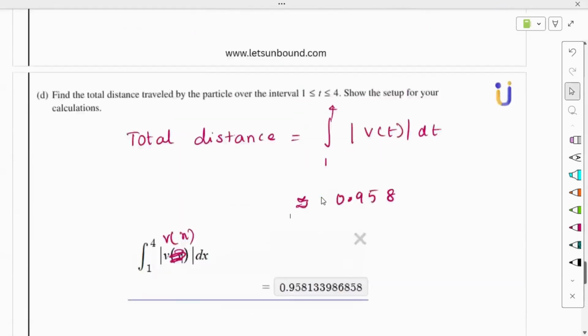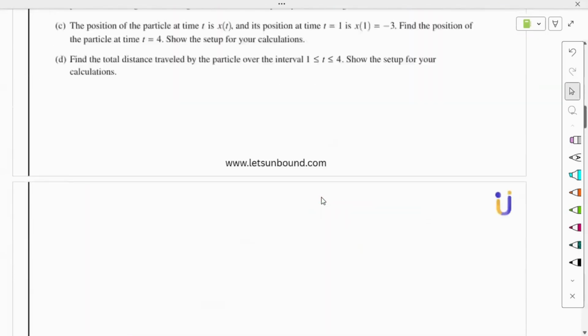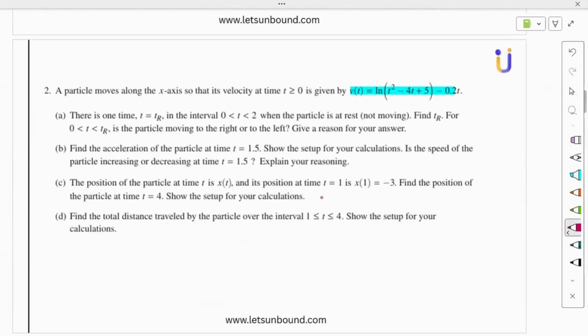So we have covered, let's quickly review what we did. In this question, it is a ln function. So velocity is given. We interpreted acceleration, position, and then we also found the total distance traveled by the object. So this is an important topic.